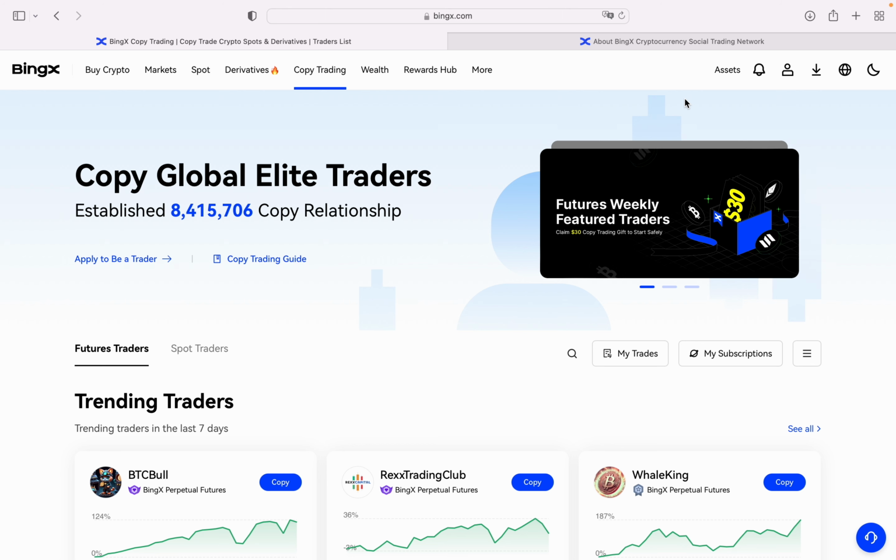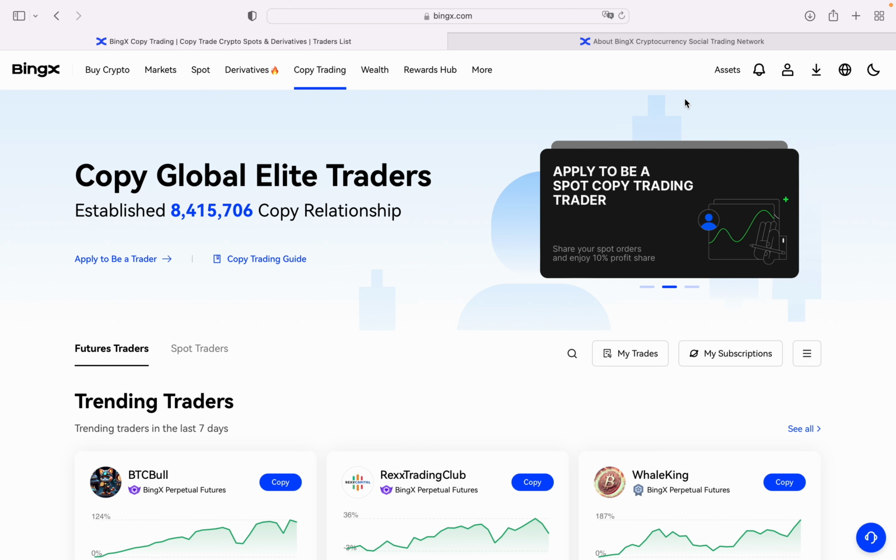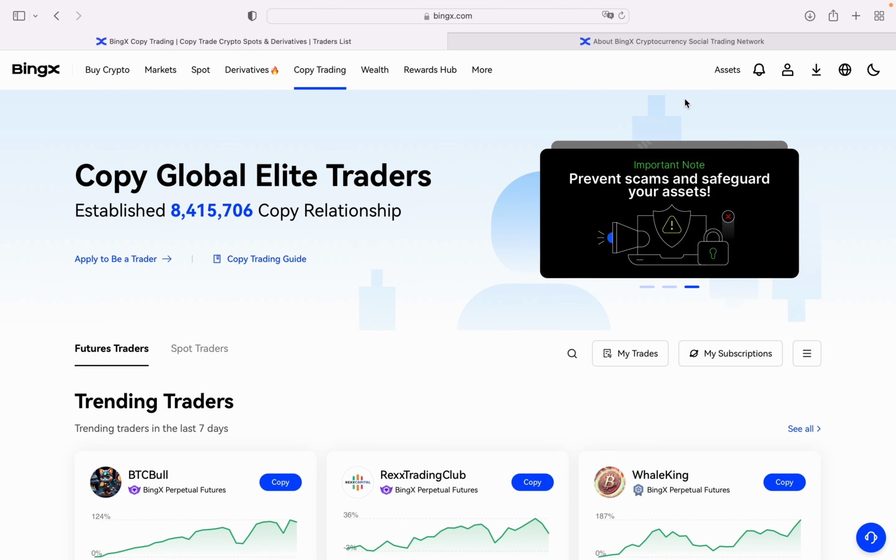So copy trading is really a passive income, and your assets are on your account and you can withdraw them every time on BingX. So you always have the control over your assets, which is really nice.